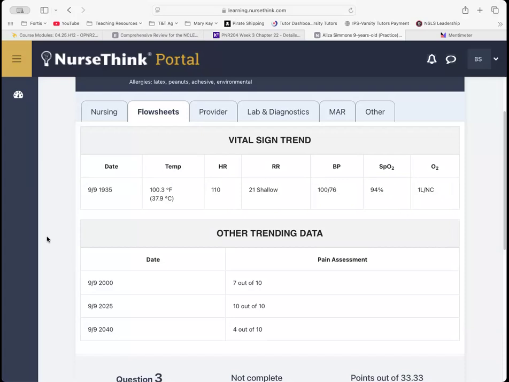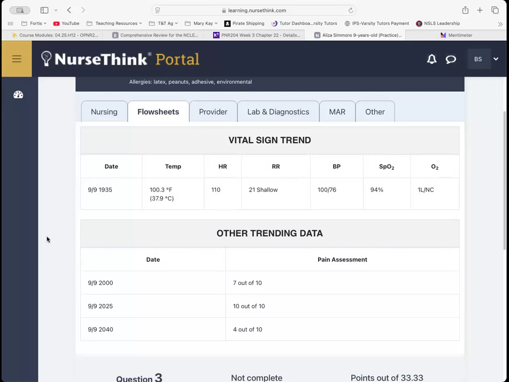Her pain level? Yes, pain. Pain impacts our ability to breathe. If we hurt, we don't like to take deep breaths, or we tend to hold our breath. Tend to tense up all of our muscles when we hurt. With that shallow respiratory rate and that low-grade fever, what concerns might we have? Infection. Possible infection.